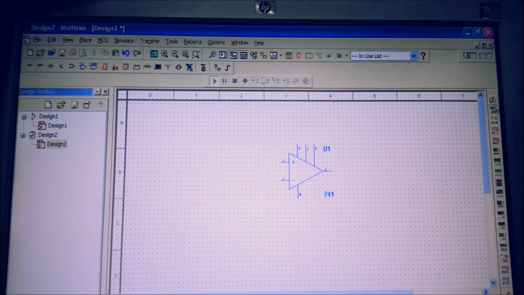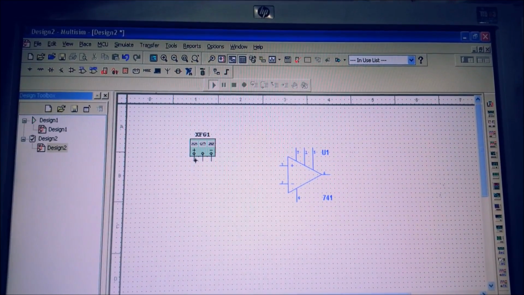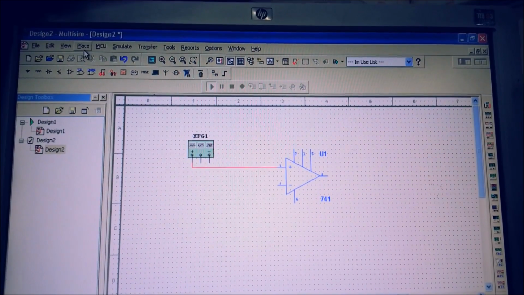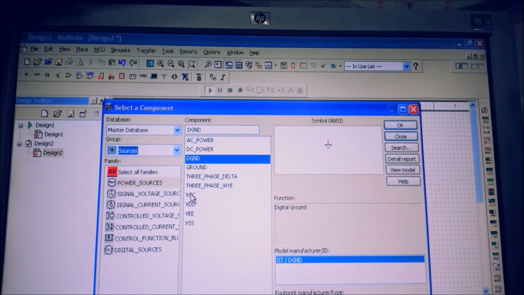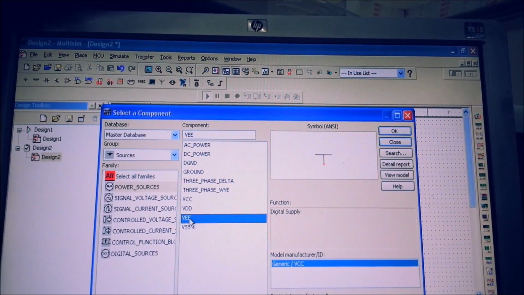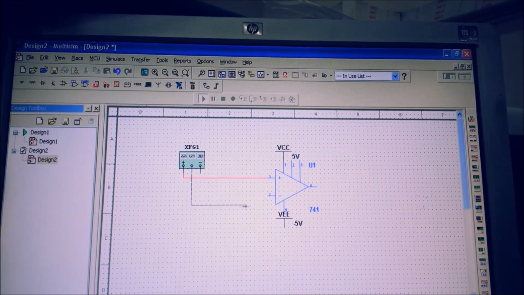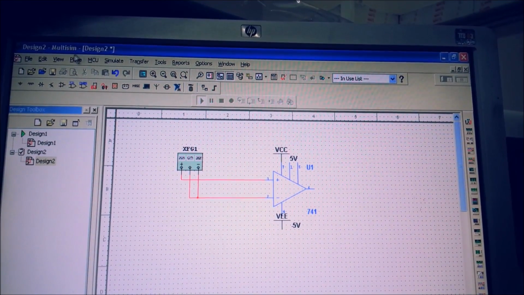Now it's time to simulate it over Multisim. We just placed the 741 IC on the console, and now we are placing our function generator and connecting the positive pin of it. Now we would be placing minus VCC and plus VCC on our console and connecting them to pin number 4 and pin number 7. Connecting the negative pin of our function generator to pin number 2.